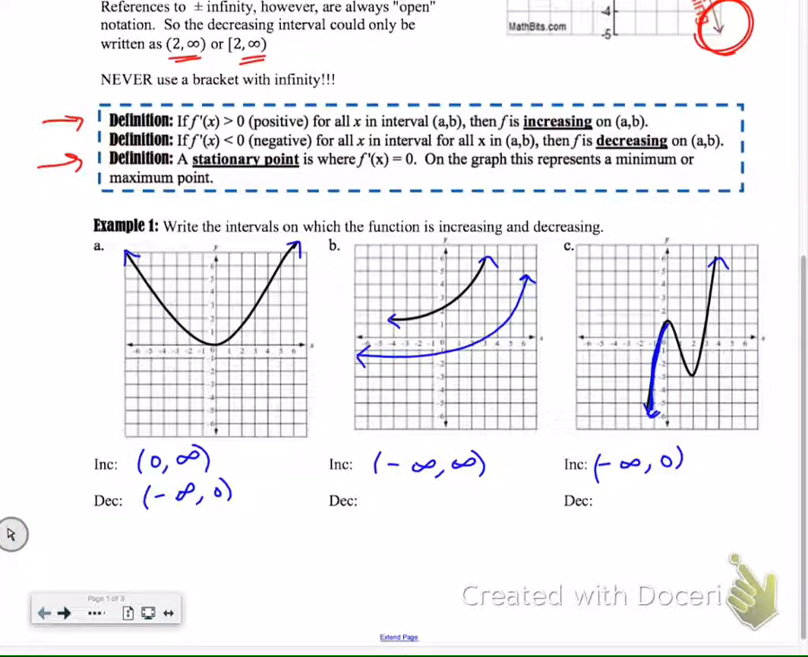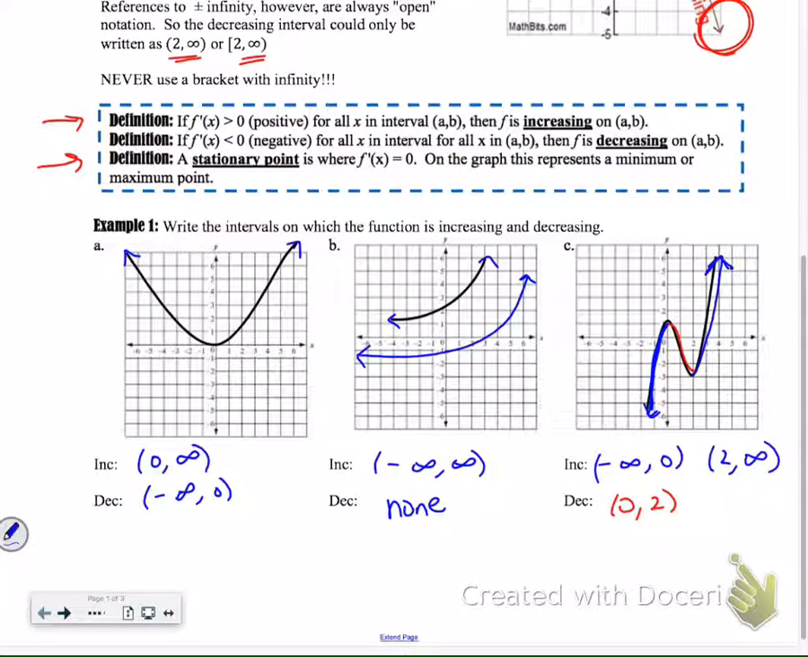Actually, let's switch colors for that. Okay, so from 0 to 2. And then we're going up again from 2 to infinity. Now remember, these are intervals of x's.